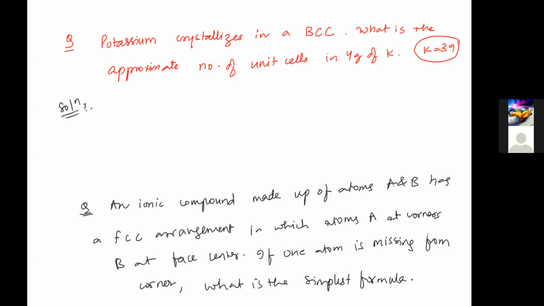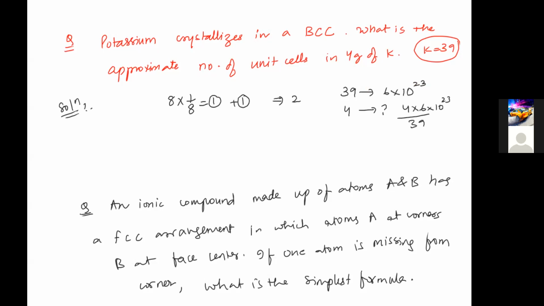No one answered. See, you know that in BCC there are 8 atoms at corners and 1 atom in the center. Overall, it is 2. Okay. Let us look at the number of atoms present in 4 grams of potassium. You know, in 39 grams, it is 6.023, I'm just writing 6 into 10 power 23 for calculation. In 4 grams, it is just 4 into 6 by 39.